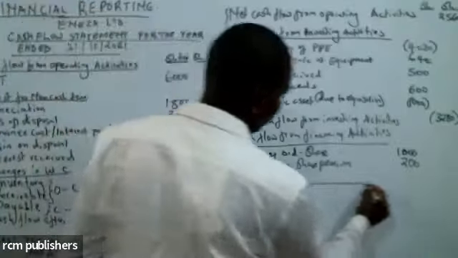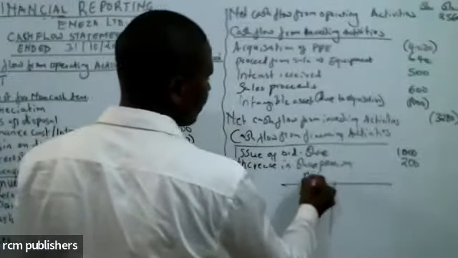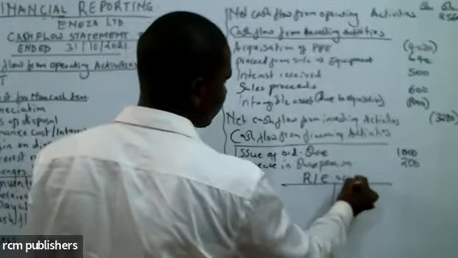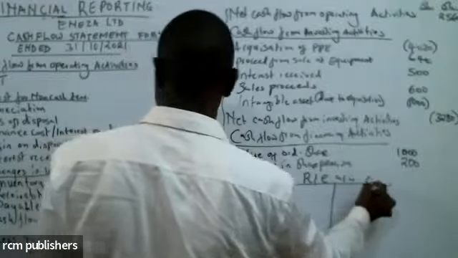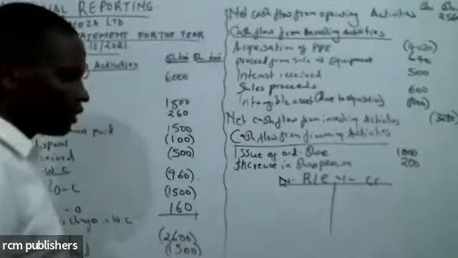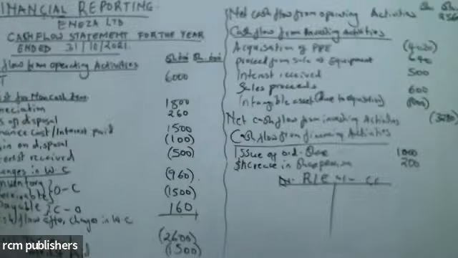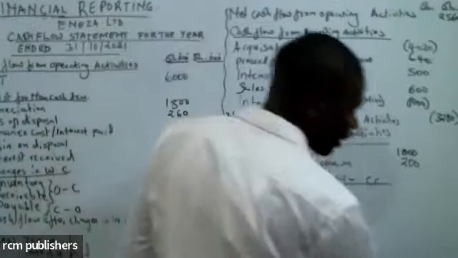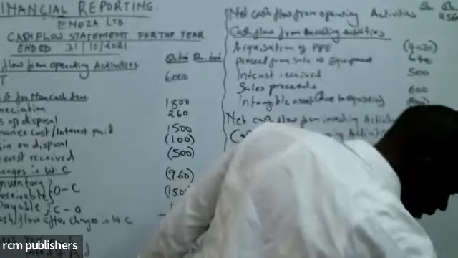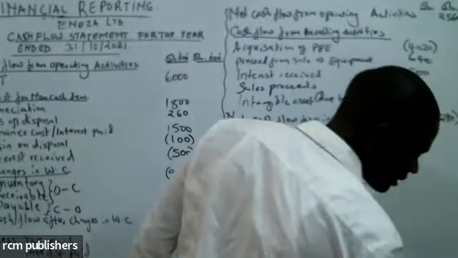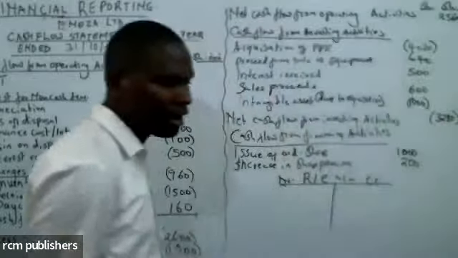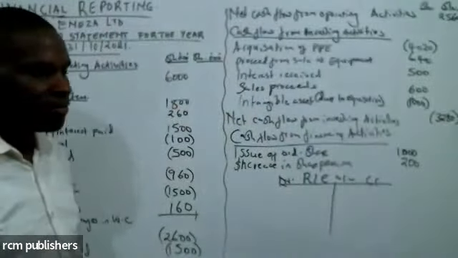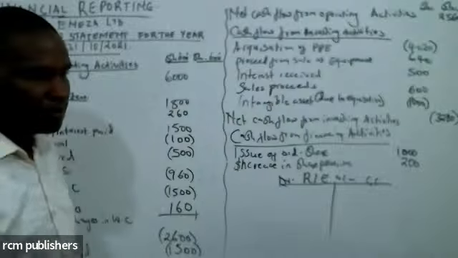So this is what we do. Retained earning account. So this is debit, this is credit. All right. Now, can you tell me the balance? Does it have a debit or a credit balance?